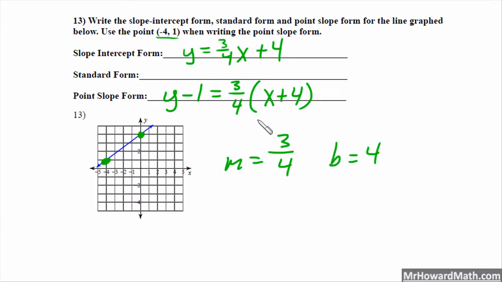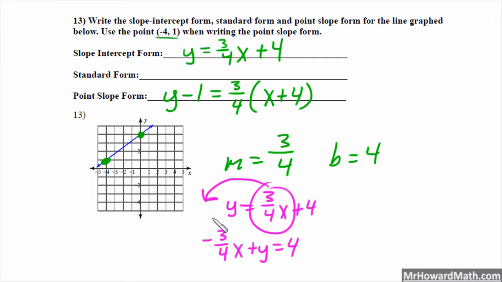Now in standard form, I'll start with my slope-intercept, y equals 3/4 x plus 4, and take this term and move it to the other side. That takes me to negative 3/4 x plus y equals 4. We just moved this over, it became negative. Now proper standard form, no negatives, no fractions. So I need to multiply everything in this problem by negative 4.